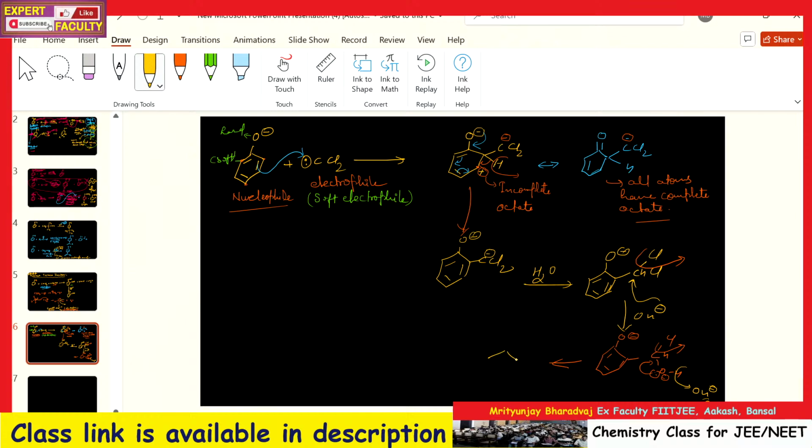So what will be the final? O minus, this carbon will get a C double bond O, and what will be left? Hydrogen will be left, and this will be our final product.